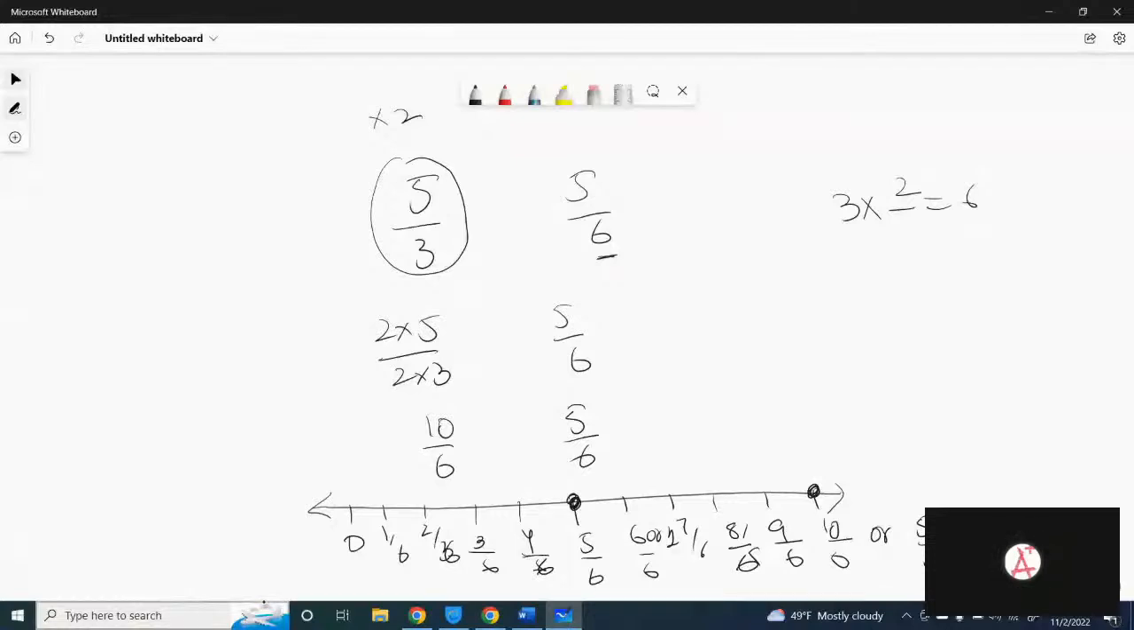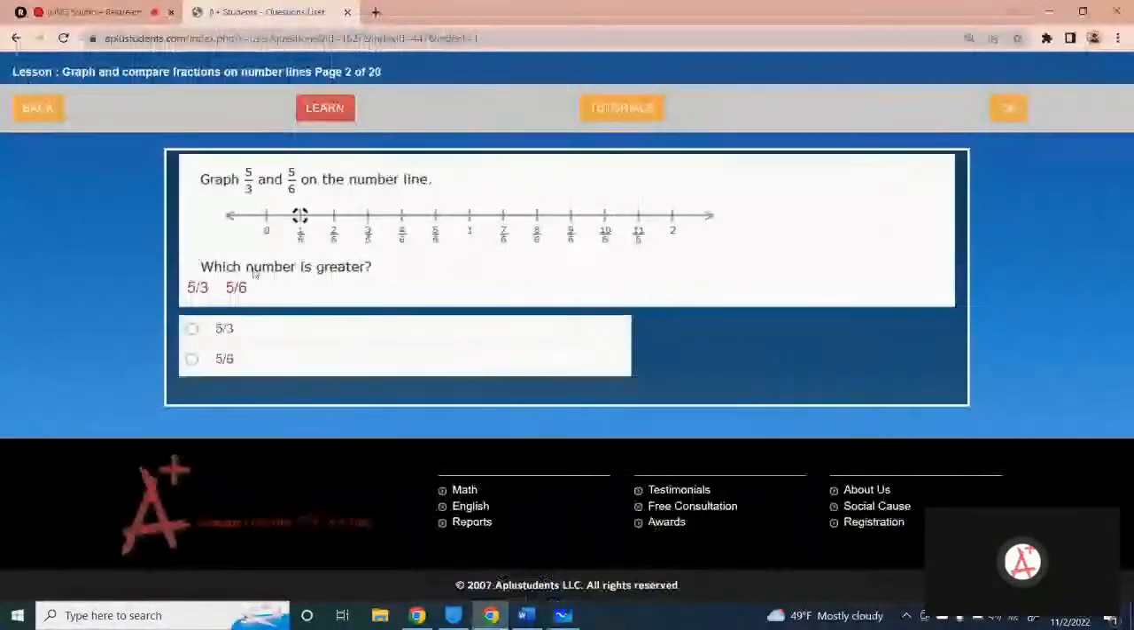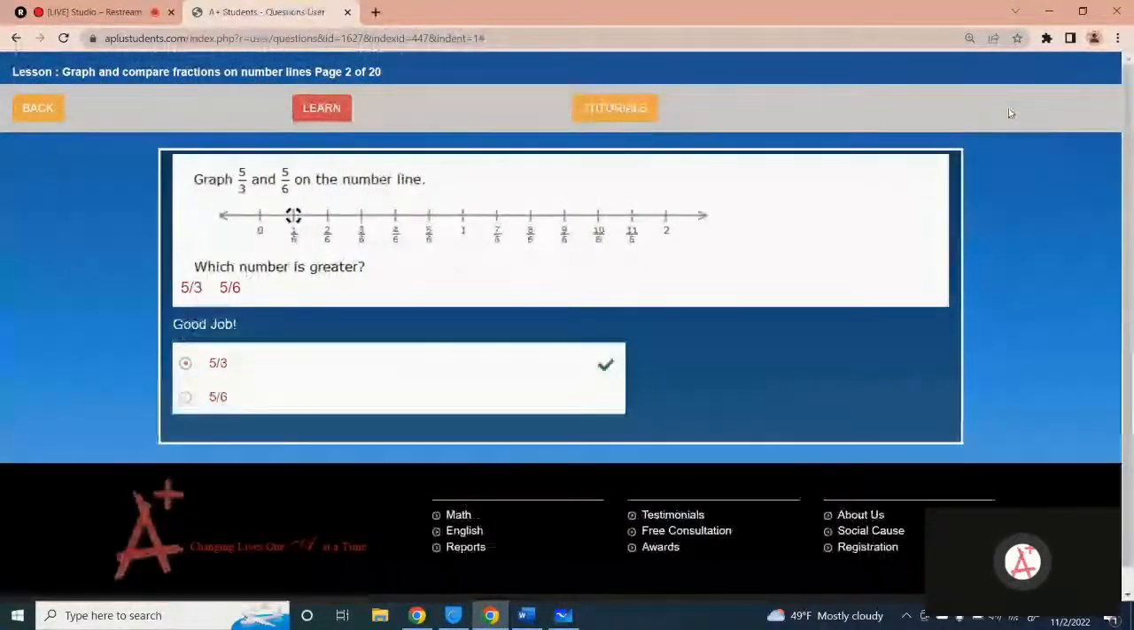5 by 6 is less than 10 over 6, isn't it? So 5 over 6 is less than 10 over 6. Got it? So the smaller one is 5 over 6, and the greater one is 5 over 3. Got it? This way you can plot the fractions on the same number line.